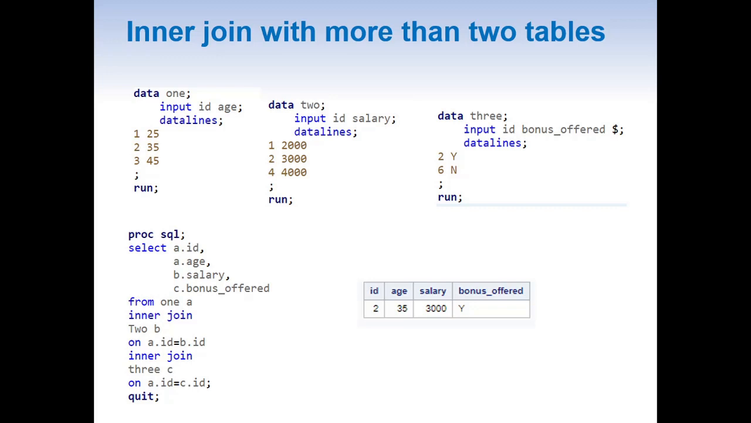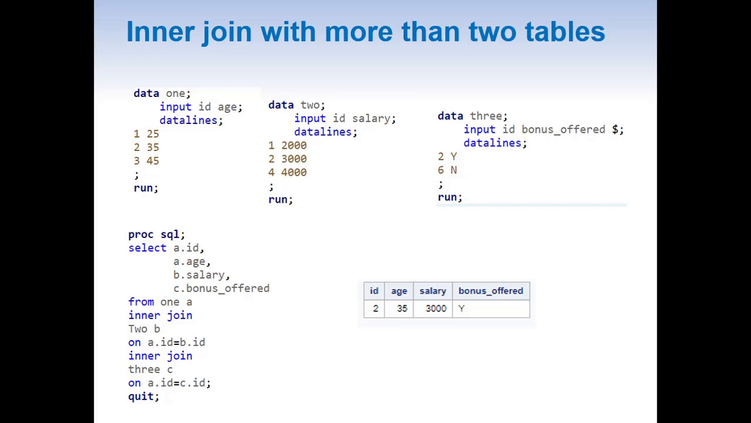We want to do inner join between these three tables, on the basis of the ID variable, which is the common variable. And here you can see only 2 is there in all the three data sets, and that's what we see in our results here. But let's look into the code.